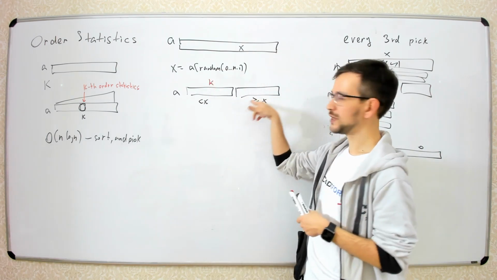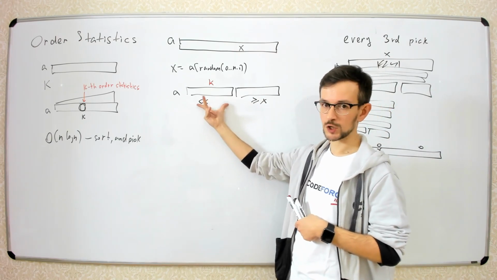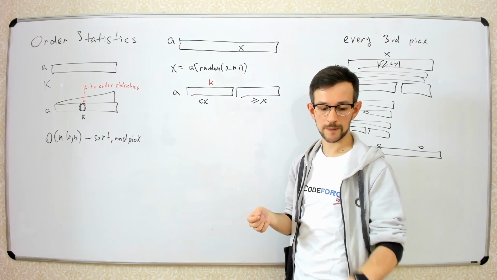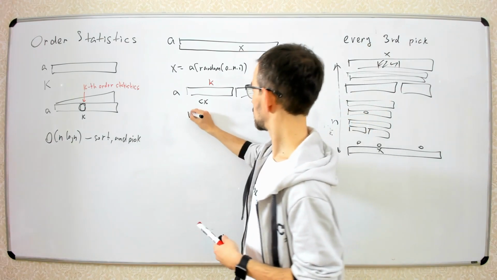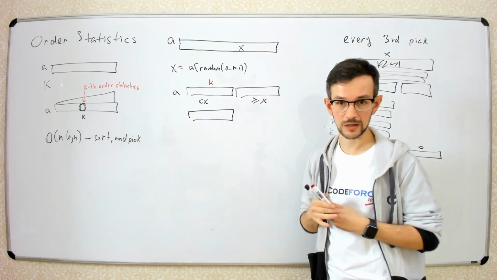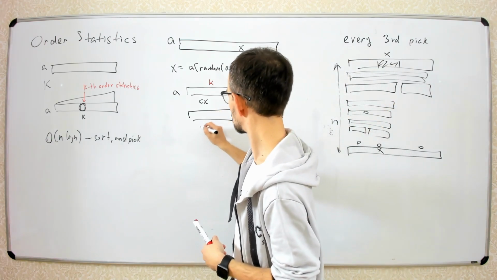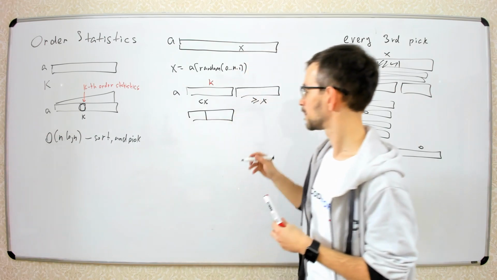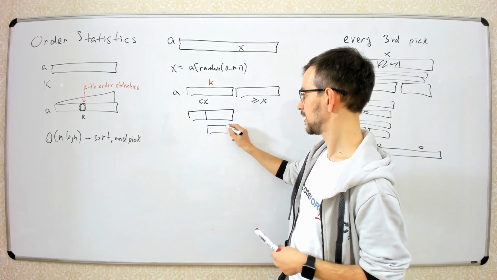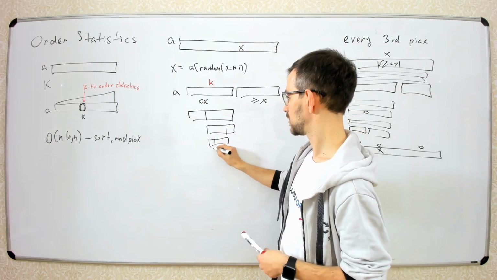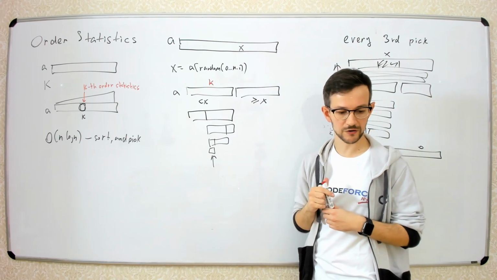If k is here, then we don't need the elements in the right part. We only need these elements. So we call the same recursive procedure, but only for this left part of the array. Again, we pick some random element and split into two halves. See where element k is, pick this part, split it again, pick one part, split again, pick one part, and so on. In the end, we have only one element in this array.